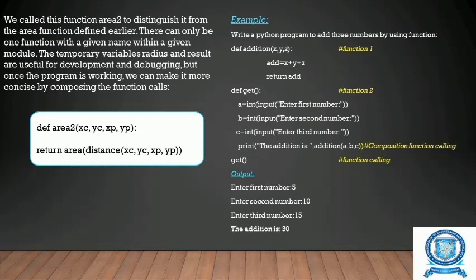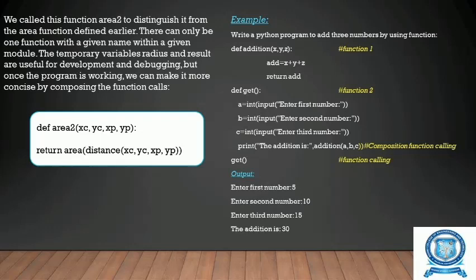So, define addition, x comma y comma z. That is the function 1. Then another function is given as get. In this get function, we are giving the values for a, b and c, we are getting as input. That values will be given in the function call, that is addition of a comma b comma c, the actual parameters that will be given to the formal parameters, that is x comma y comma z. And so, when we are adding, we will add those numbers.